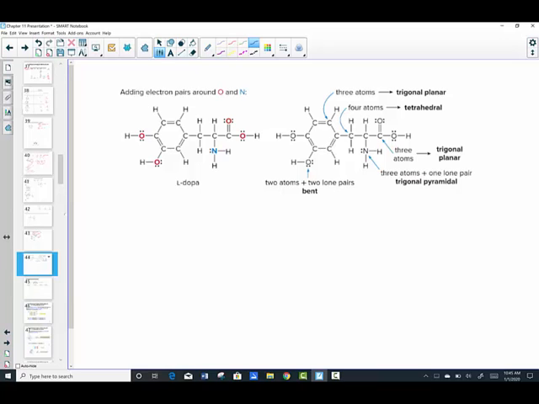And here's our answer just to compare. We had a trigonal planar, 3 electron domains. We had a tetrahedral, 4 electron domains. Here this carbon is attached to 3 different atoms, trigonal planar. This nitrogen attached to 3 atoms and a lone pair, trigonal pyramid. This oxygen attached to 2 other atoms and also 2 lone pairs. We called it bent.